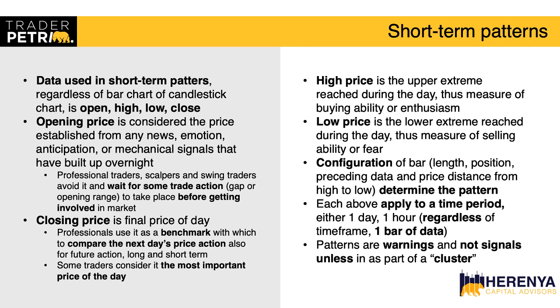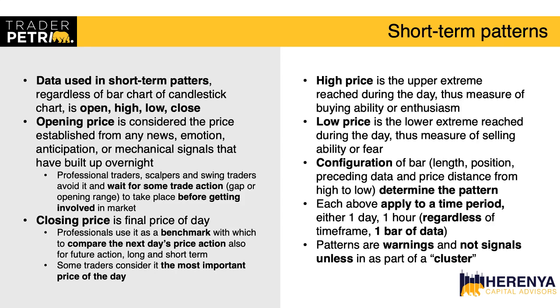Configuration of the bar, so this is the length, position, preceding data leading up to the bar, previous bars, the price distance from the high to the low. These things are used to determine the short-term pattern, and those are the only things that are used to determine the short-term pattern. So the configuration of the bar and its relationship with the previous bar. Each of the above prices, open, high, low, close, are applicable to either 1 day or 1 hour or one 5-minute bar or whatever the case is. Each are applicable to just one data point, well, one time period, whatever that time period might be. It doesn't really matter if that's 1 hour or 1 day.